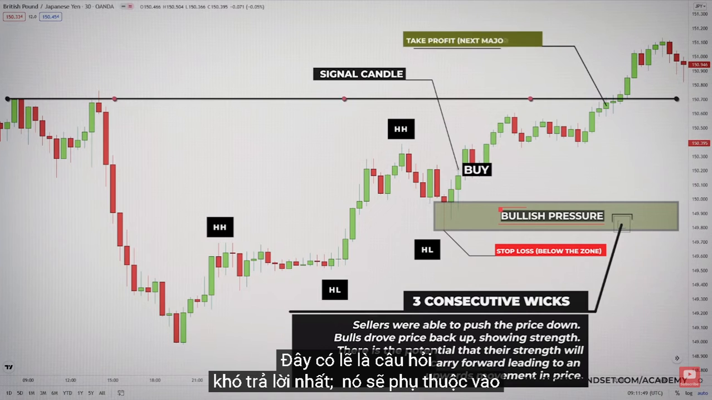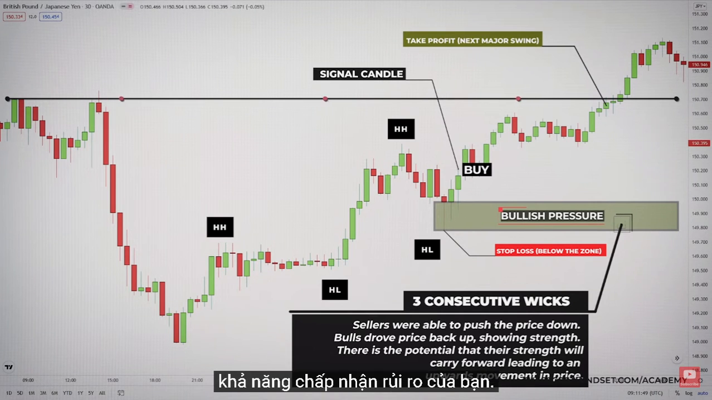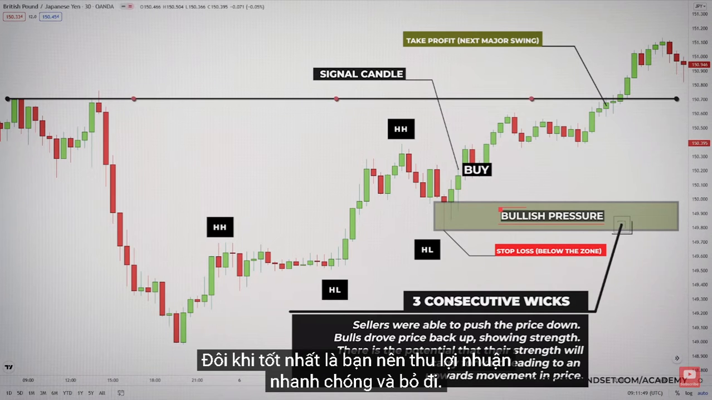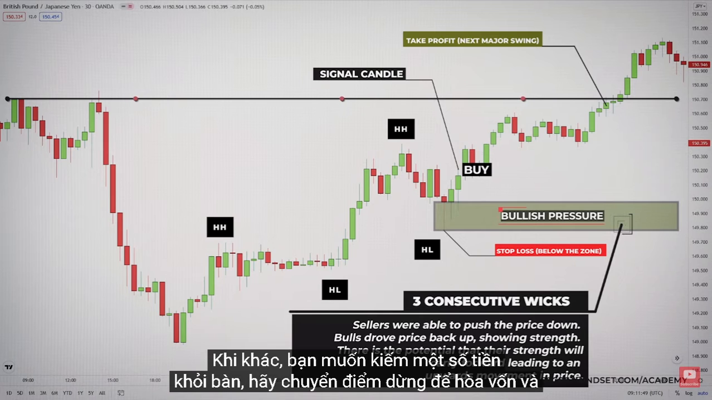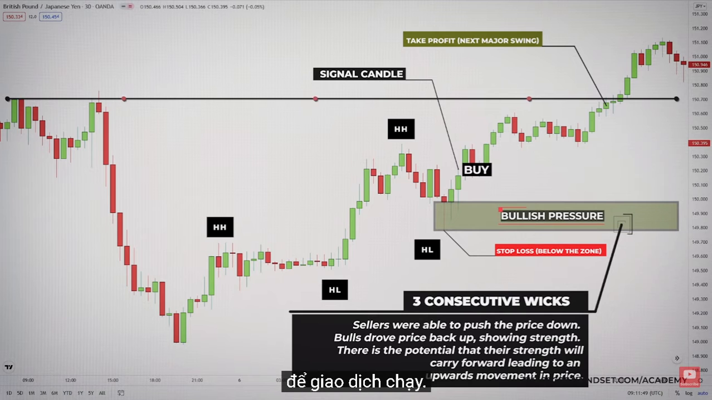This is probably the most difficult question to answer. It will depend upon your risk tolerance. Sometimes it's best to take your profit quickly and walk away. Other times, you want to take some money off the table, move the stop to break even, and let the trade run. This discretion will be up to you.